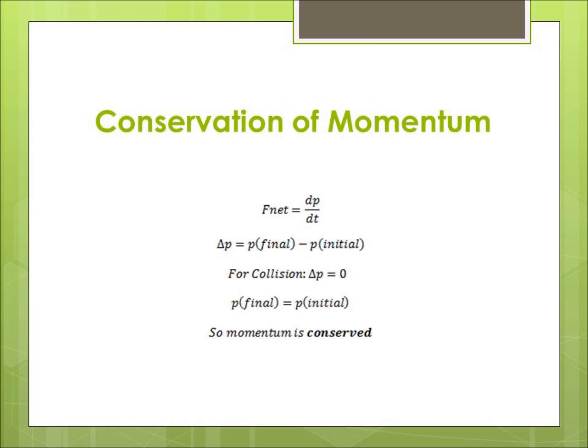From the momentum principle, F net, or the net force, is equal to dp over dt. Delta p, or the change in momentum, is equal to final momentum minus initial momentum. For a collision, the change in momentum of an entire system is always equal to 0. Therefore, final momentum is equal to initial momentum and the momentum is conserved.